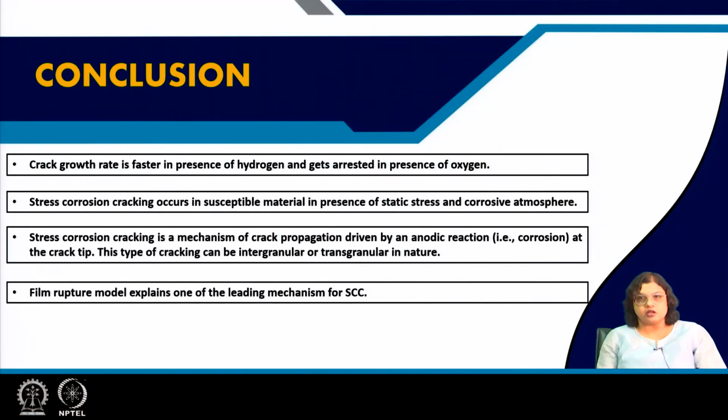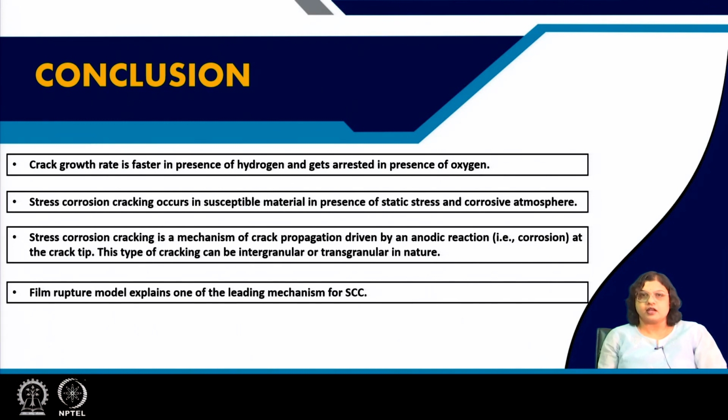Coming to the conclusion for this part of the lecture, what we have seen is that the crack growth rate is faster in the presence of hydrogen, and it gets completely arrested when there is oxygen. Stress corrosion cracking occurs in a material which is susceptible to corrosion in the presence of static stress and a corrosive atmosphere. All three factors, the corrosive atmosphere, static stress, and a material susceptible to corrosion, need to act simultaneously for stress corrosion cracking to materialize.